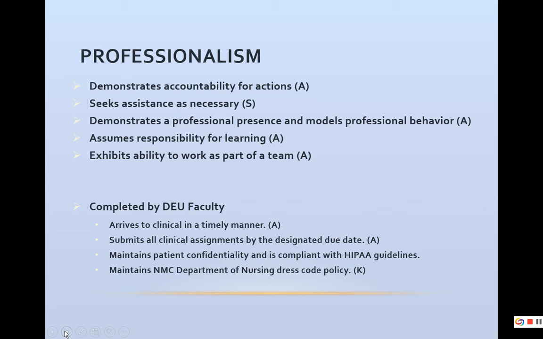Professionalism, again, accountability for actions, and seeking assistance is necessary. There's nothing wrong with asking questions or seeking clarification. It's when they don't do that that there's probably going to be some negative consequences. So the fact that they're seeking assistance or seeking clarification is a good thing.